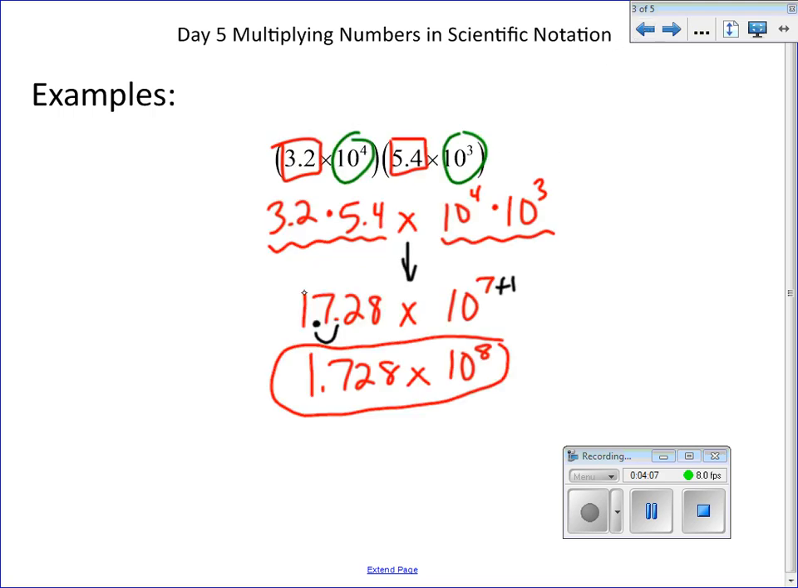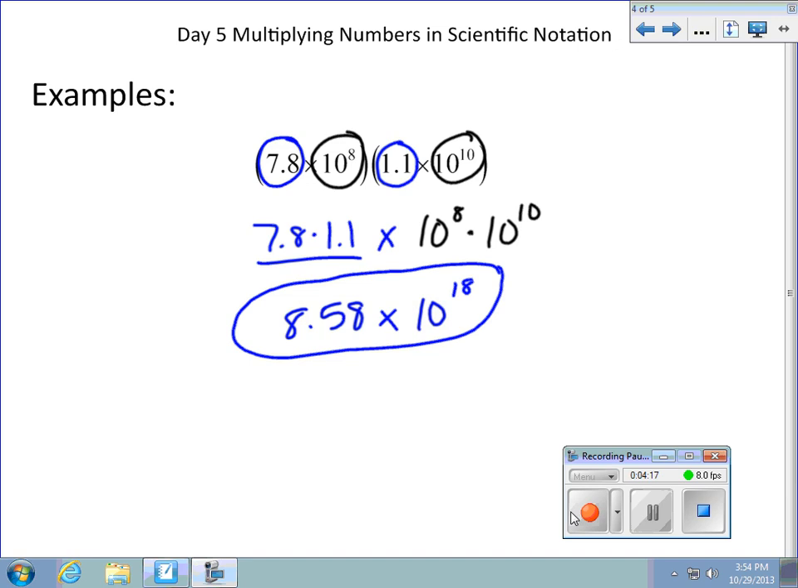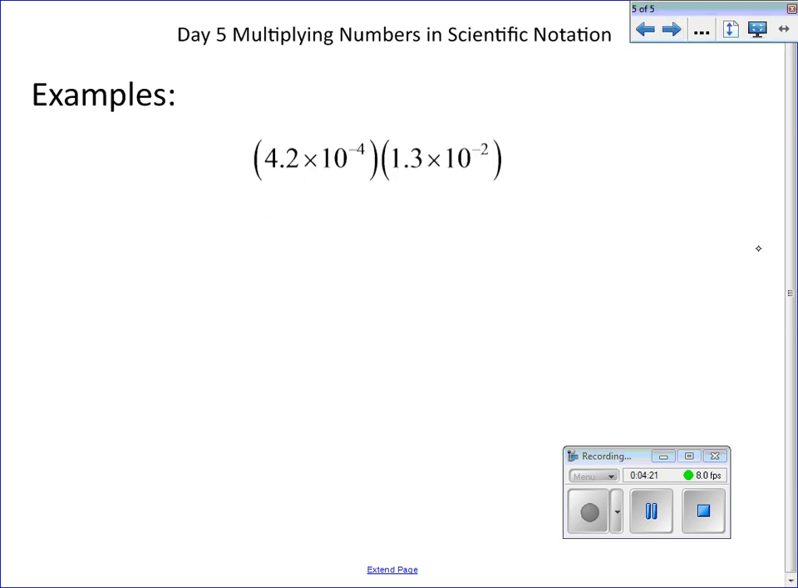So unlike the last one, where our answer was close to being in scientific notation, this one, we're actually already there. We don't have to do anything to it. It's already one digit before the decimal. Okay, and let's look at our last example.